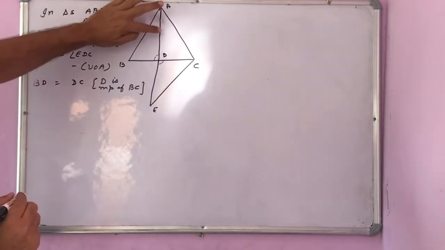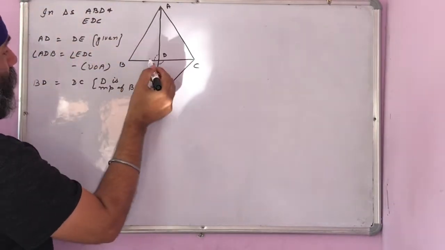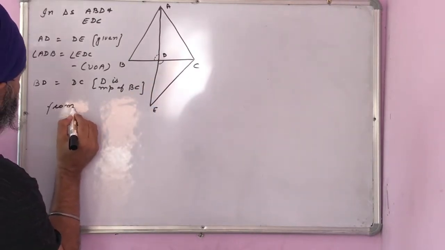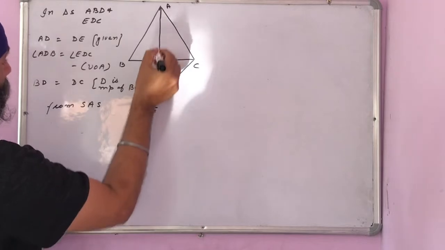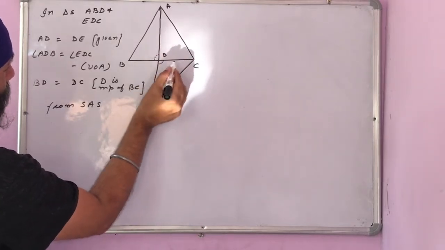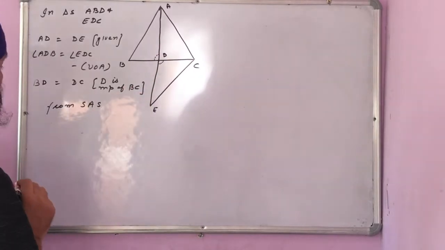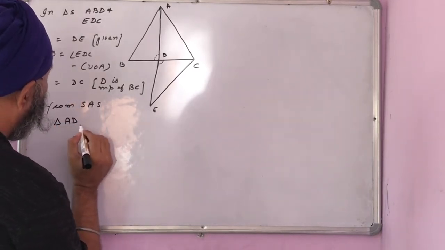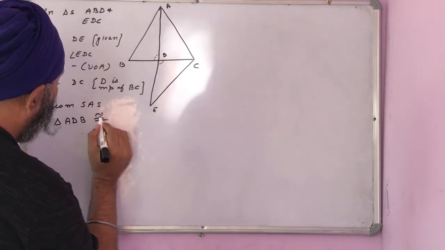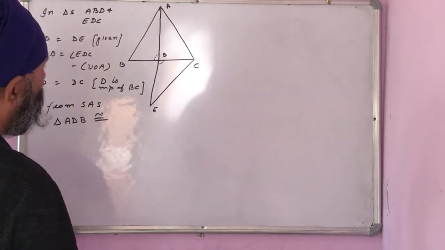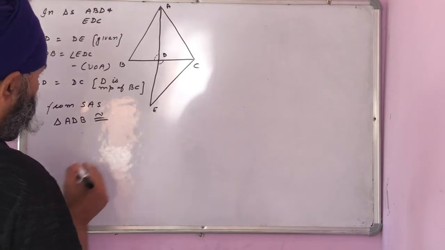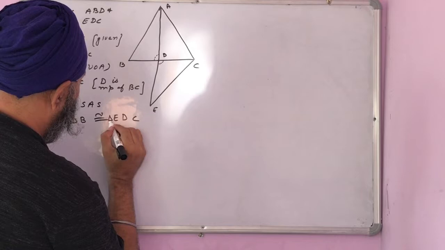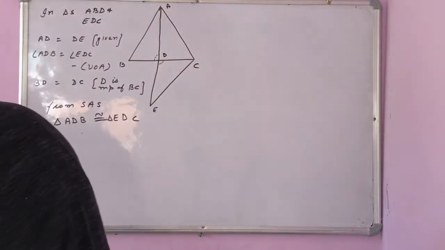So two sides AD and DB and angle between them is equal. So from SAS, two sides and angle between them is equal, triangle ADB is congruent to triangle EDC. That we have to prove.